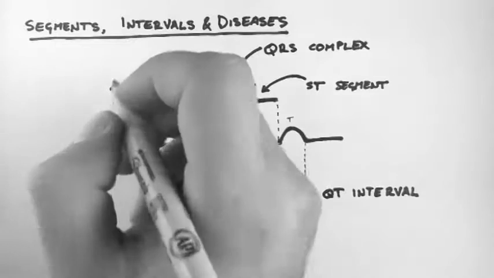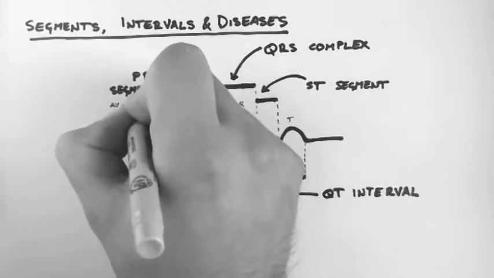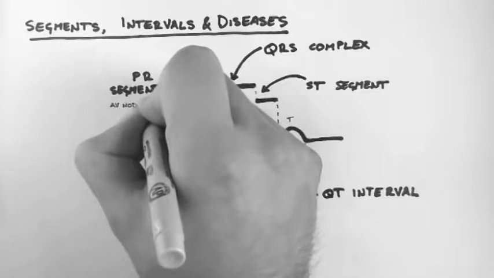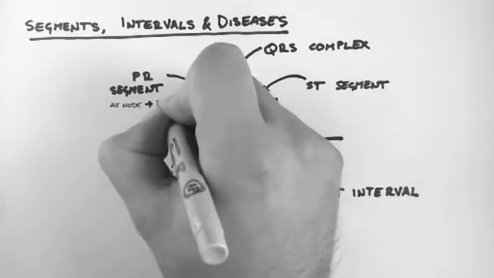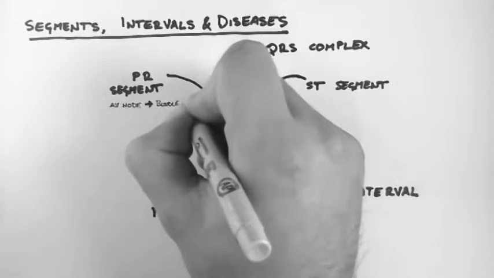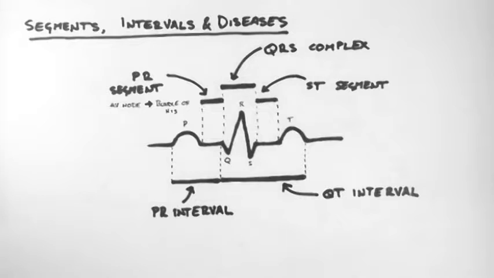The PR segment is the segment between the end of the P wave and the beginning of the Q wave. It corresponds to the time the wave of depolarization takes to travel through the AV node and into the bundle of His. There aren't many common diseases associated with the PR segment, so we'll move right along.